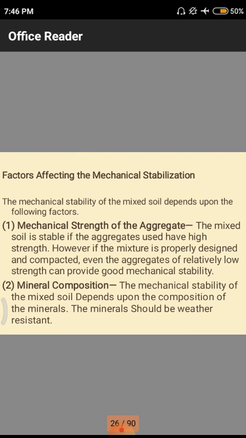Likewise here also we have to observe the mechanical and mineral composition. Why? Because if the mineral content in our soil is very high, automatically the soil has a huge amount of strength compared to normal soil. Mechanical stability of mixed soil depends upon the composition of the minerals. That means what quantity of minerals is present in our existing land, whether it is sufficient for our strength criteria, or we need to replace it with another quantity of minerals. Those also we have to study.